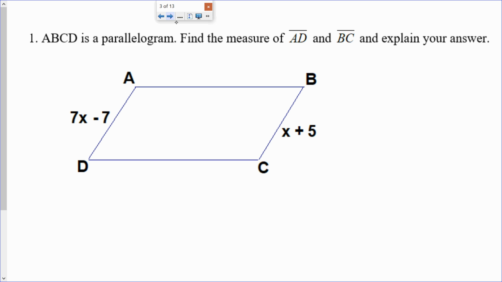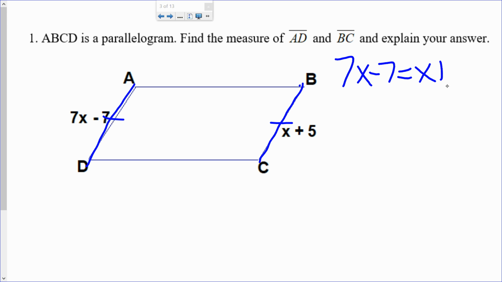So, ABCD is a parallelogram. Find the measure of AD and BC and explain your answer. Well, if this is a parallelogram, and in this problem we're dealing with AD and BC, well, opposite sides of a parallelogram must be congruent. Therefore, those sides must be congruent. So the algebra, I'm going to set them equal to each other and solve.